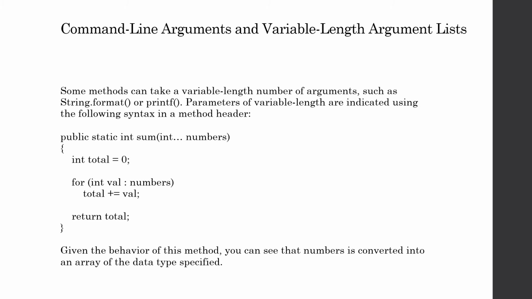Additionally, we'll take a look at variable length argument lists. Some methods can take a variable length number of arguments, such as string.format or printf. You've seen before when we were using the printf method that we had one argument that was the string we wanted to format, and then after that we had an argument list for the number of placeholders or the number of variables that we're going to replace our format specifiers. But the number of things we would have for that argument list, there was no set size for it. It could be as many as we wanted.